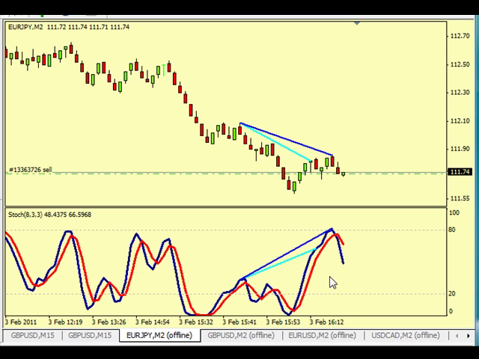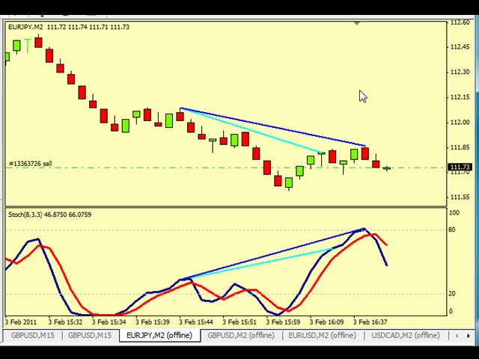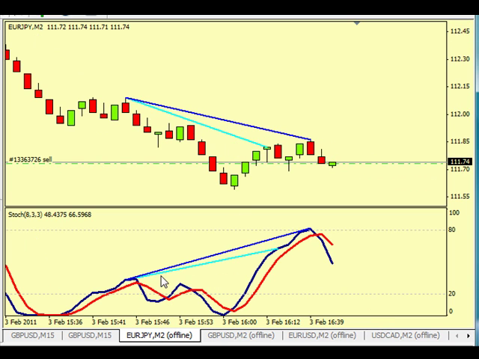Hey guys, alright, so we're back. Let me blow this chart up a bit so you can see it a bit better. So you see the initial lines I drew with the light blue, and then I drew in the dark blue for what was my real entry.